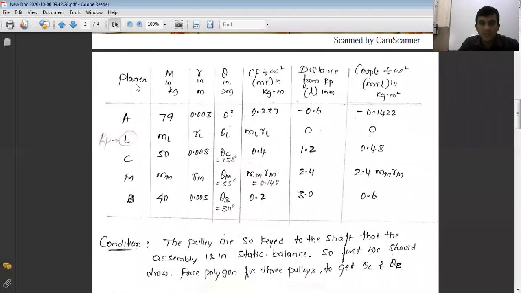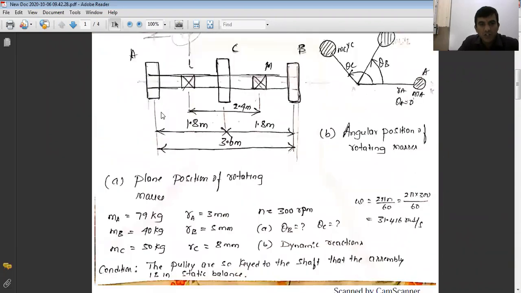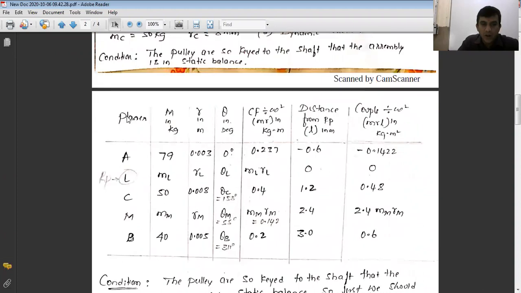Write the first tabular column: planes, mass in kg, radius of rotation in meter, theta in degree, centrifugal force divided by omega square, that is M into R, distance from reference plane, and couple divided by omega square, that is M into R into L in kg meter square. Now write whatever the plane positions are: A, L, C, M, B. In the last class, we did not represent L and M. You should consider that these are the bearing planes, L and M. Make the corrections. Now write according to that: A, L, C, M, B.